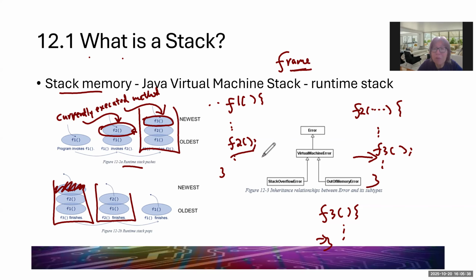Then F2 executes to the last statement and finishes execution, and it will be removed from the stack. Then F1 will be at the top, continue execution and finish, and then F1 will also be removed. If it's main, then at the last statement the program completes its execution.